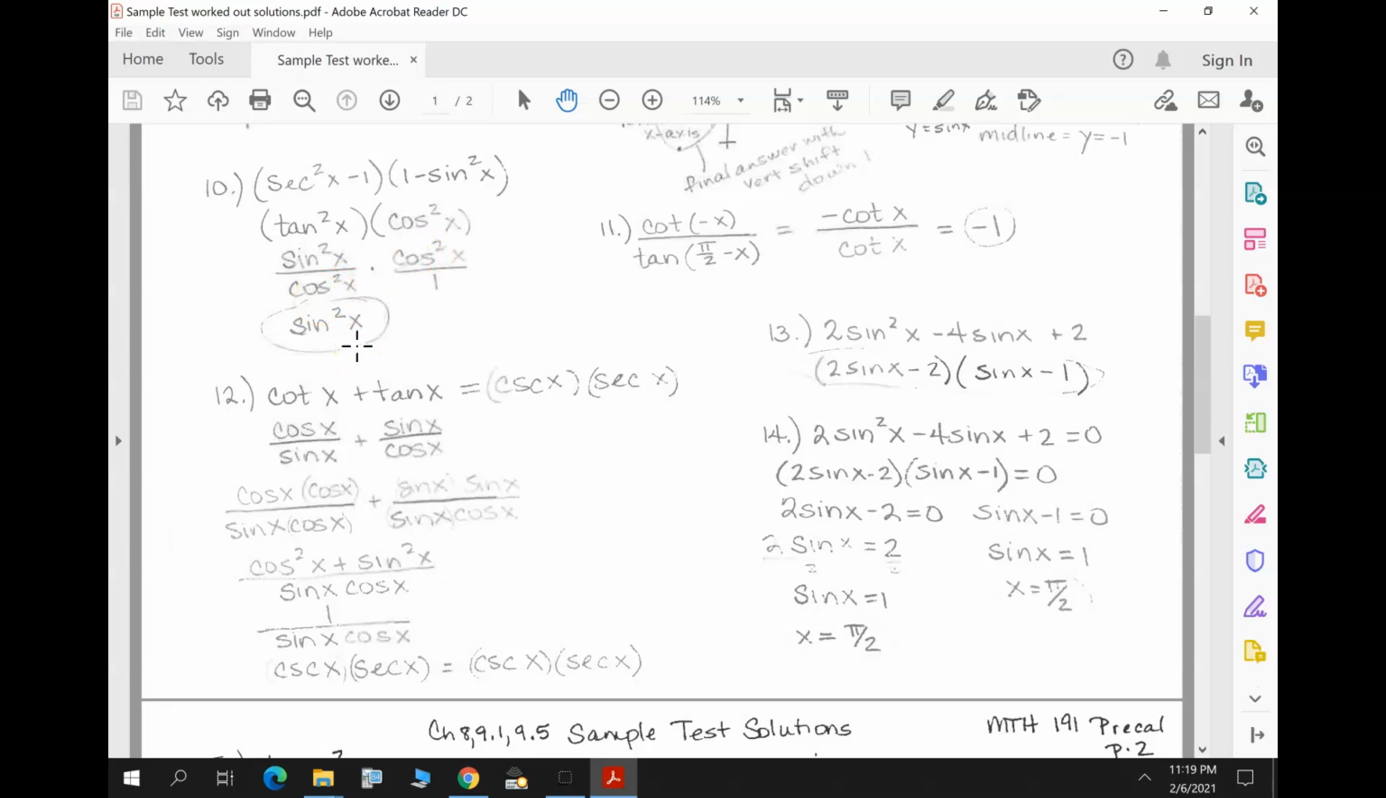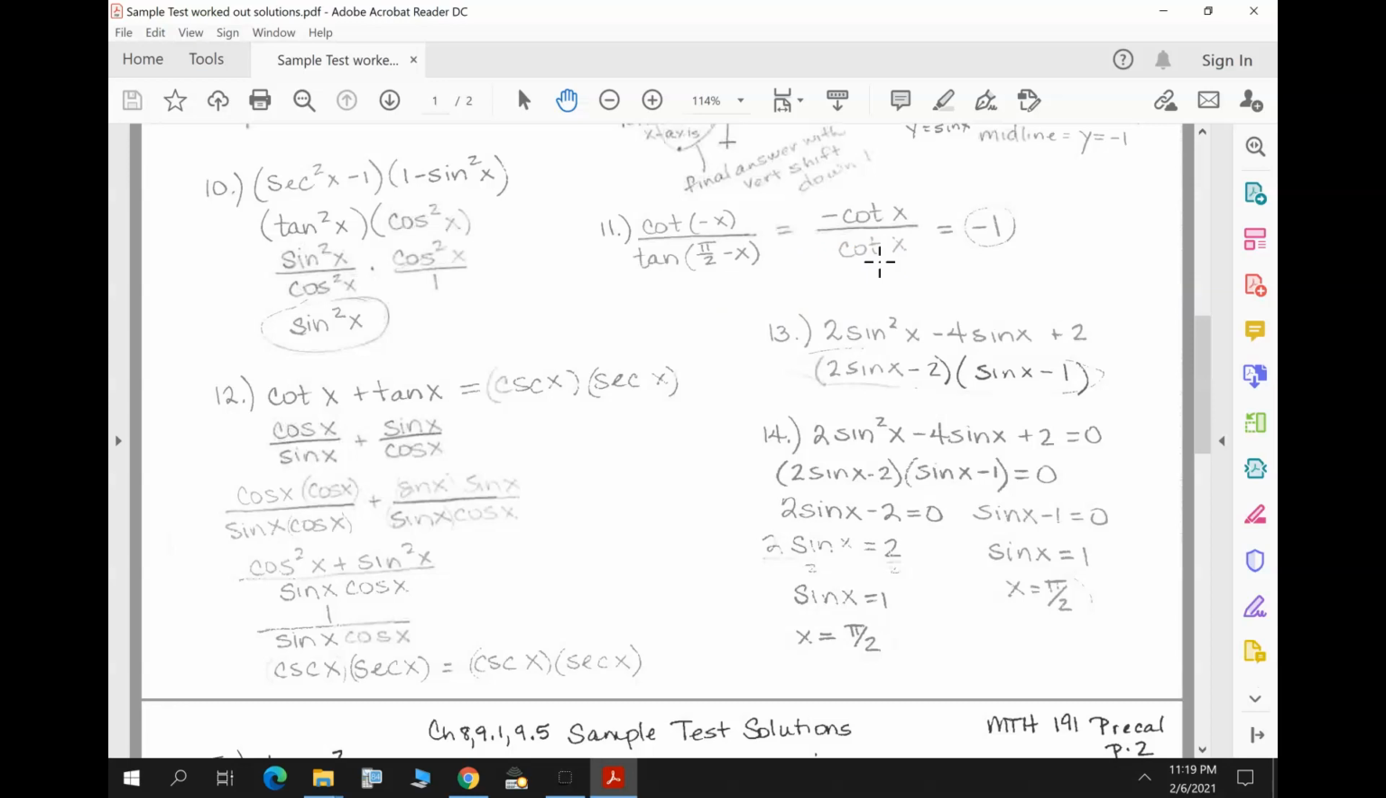If instead that had been a verify, they would have told me from the beginning to verify that it was equal to sine squared. All right, here's another one. Cotangent negative x over tangent pi over 2 minus x. This is literally just using some of our identities. So this is an even-odd identity. So if you look at your even-odd identities, cotangent negative x is negative cotangent x. And this is a cofunction identity. Tangent of pi over 2 minus x is cotangent x.